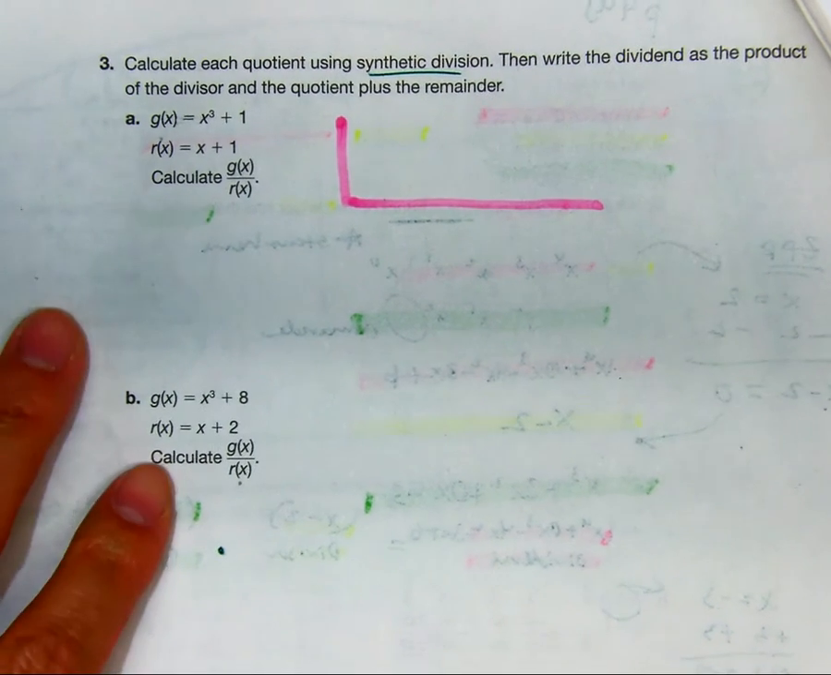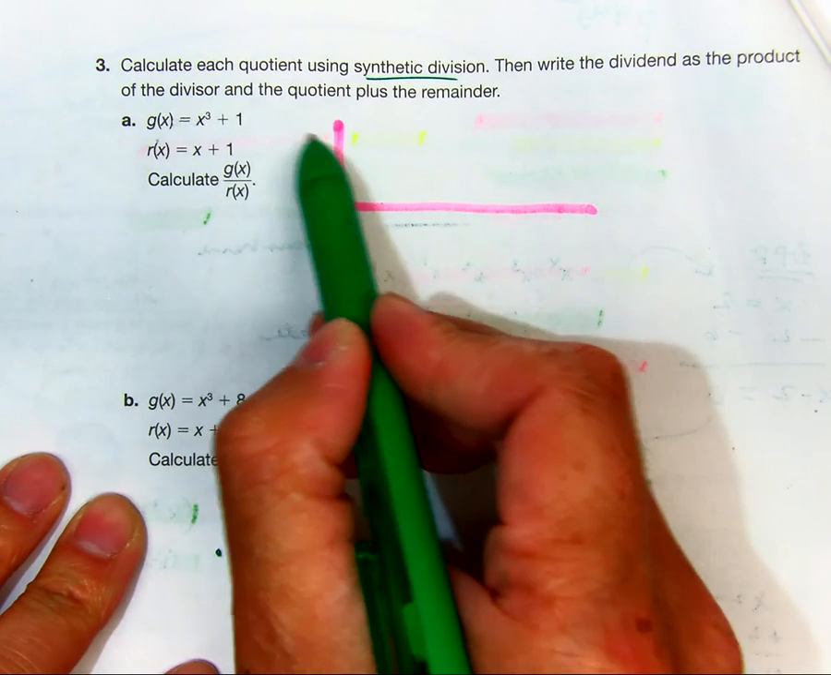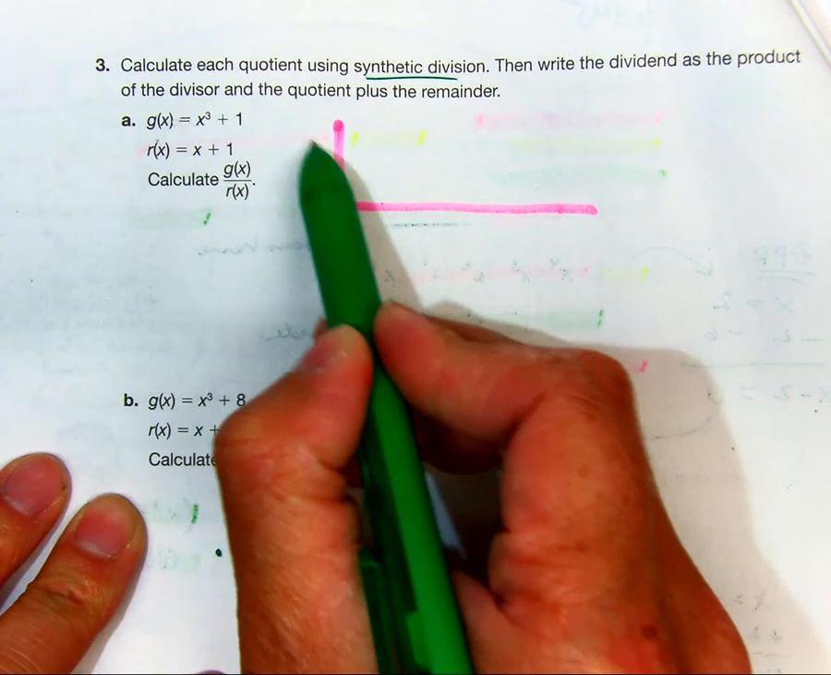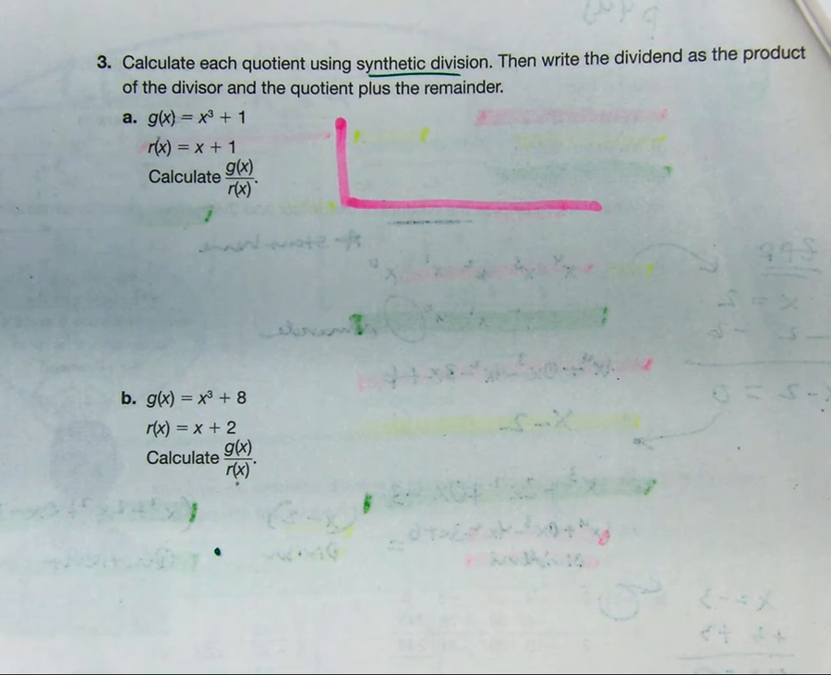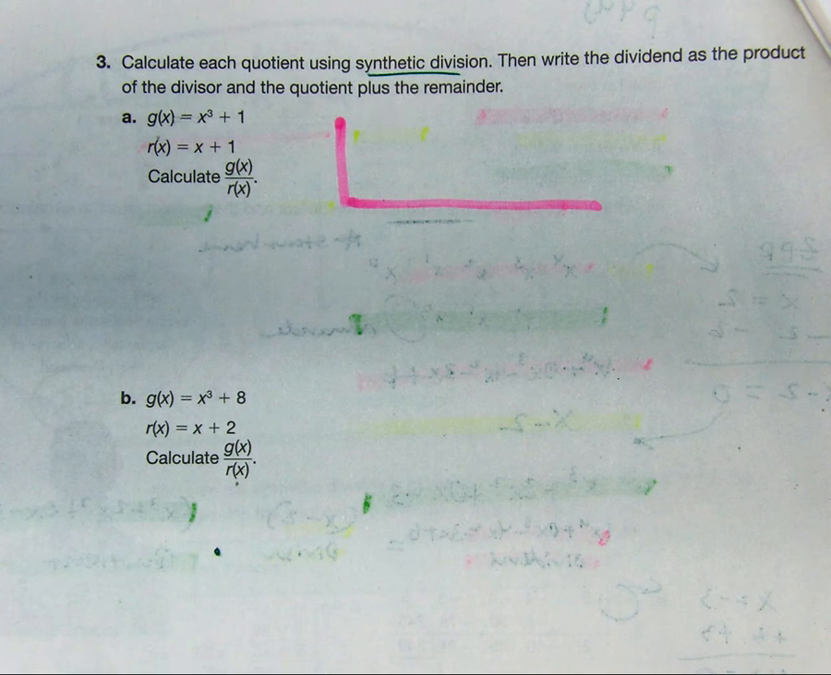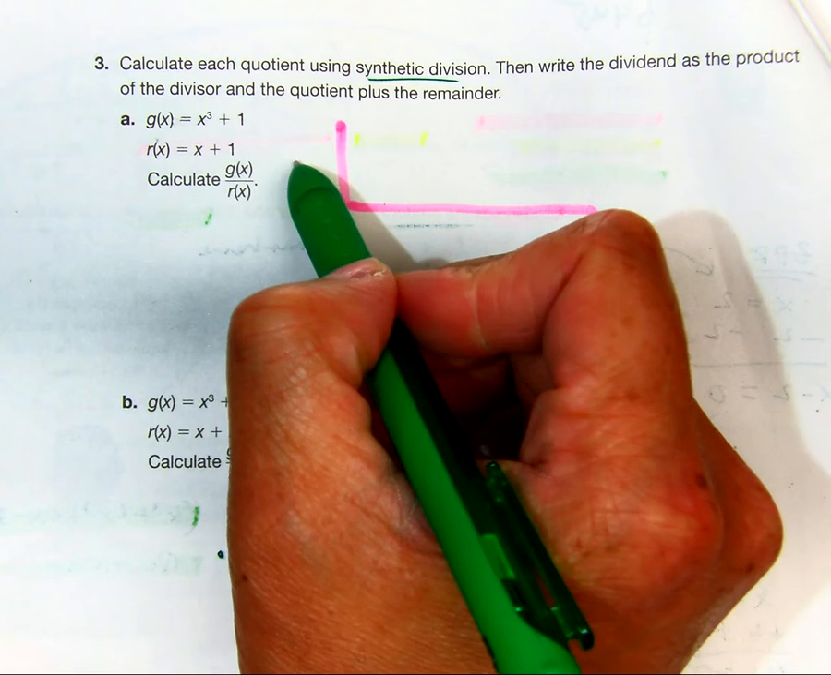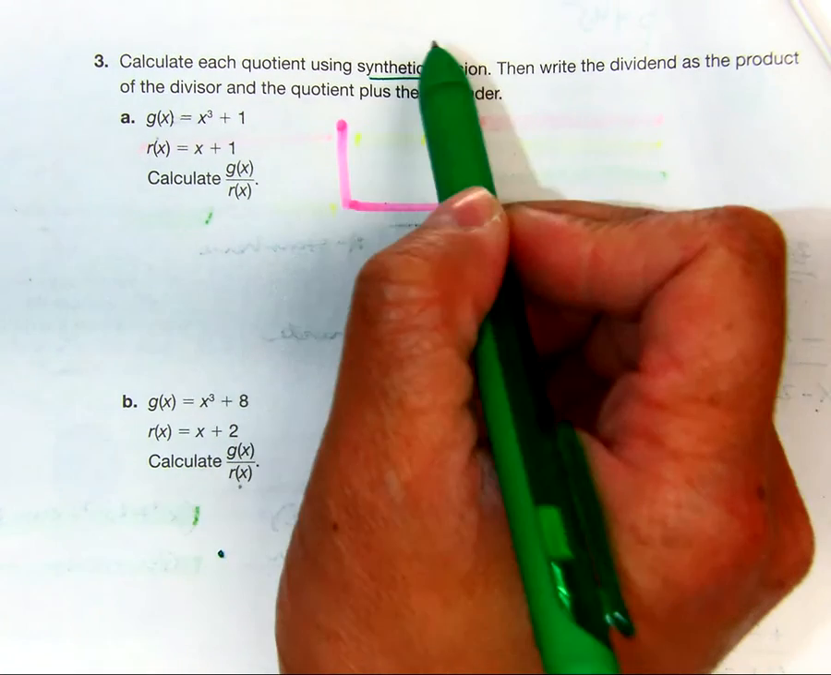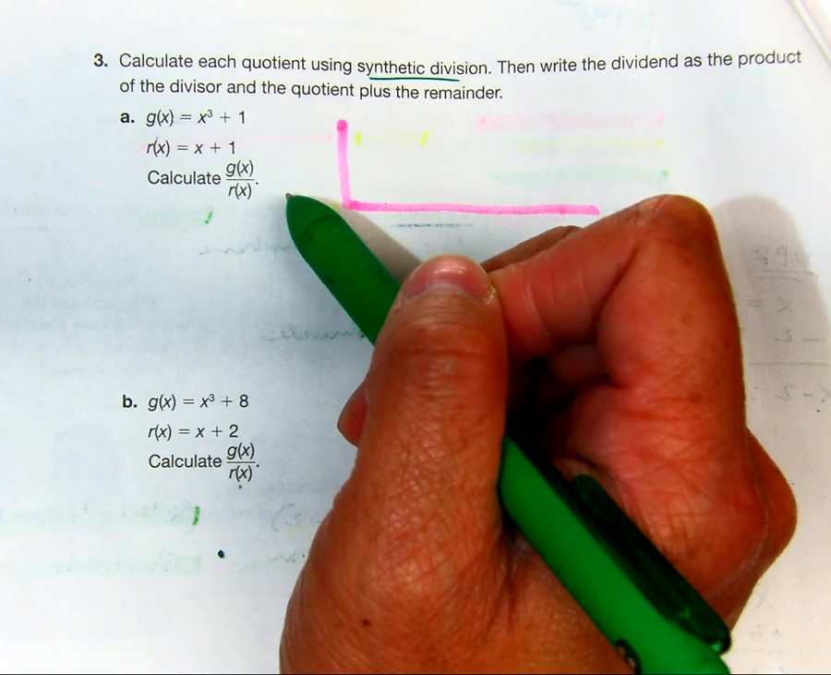I need to write a number here. Partner A, tell partner B, what number am I going to write there? Ready, set, go. Casey, what number? X plus 1. Now, for long division, we wrote x plus 1. For synthetic division, I just need a number. -1.